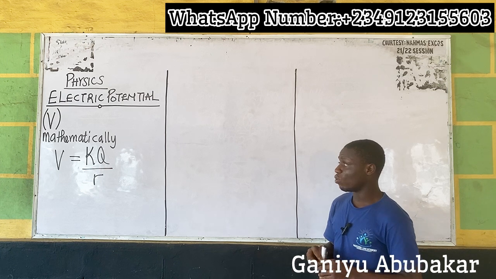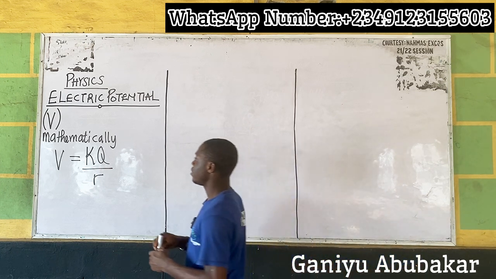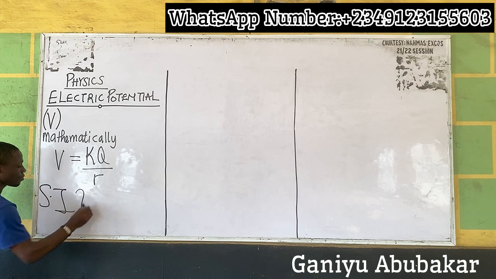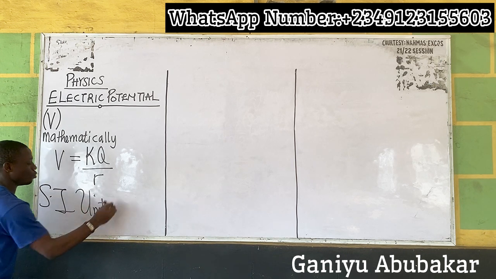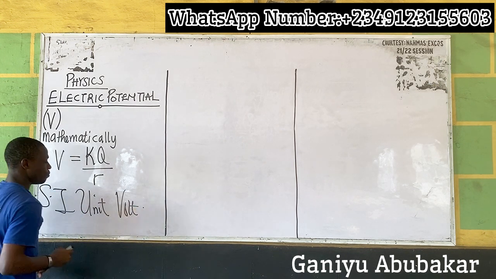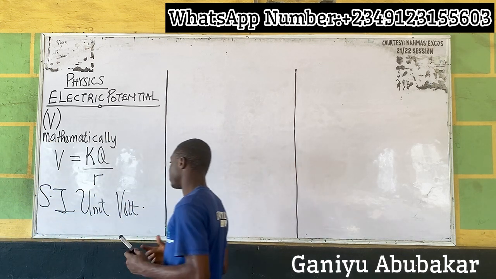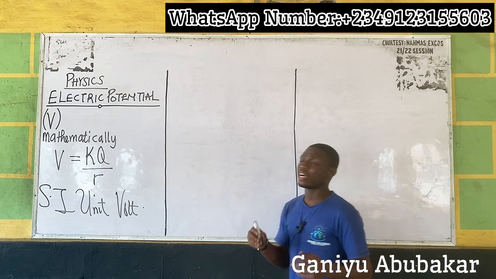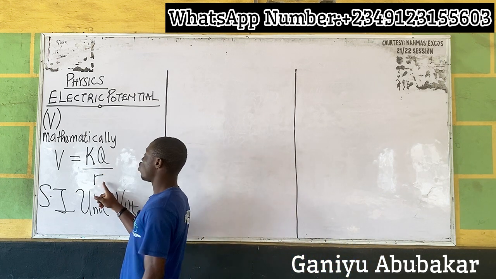That's the formula for electric potential, that's V, and its SI unit is volt. Volt is the SI unit for representing electric potential. So electric potential is equal to KQ all over R.